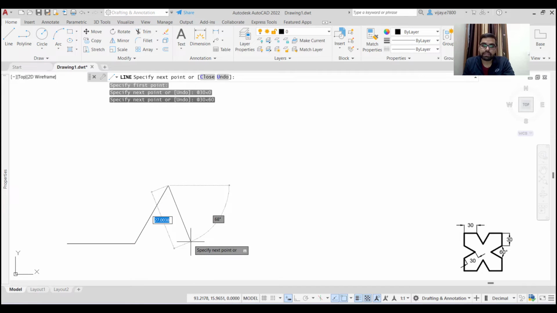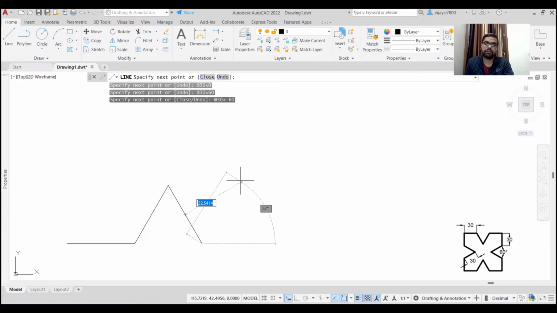Now for the next side, the angle between this and the next side will be 60 degree. If the line would have been like this, the angle would have been 0, and in this case the angle would have been 90. So we need this angle, that means minus 60. This time as well 30 and angle minus 60, and then enter. After that, again side will be 30 and angle 0 degree. Again side 30 and angle 90 degree.